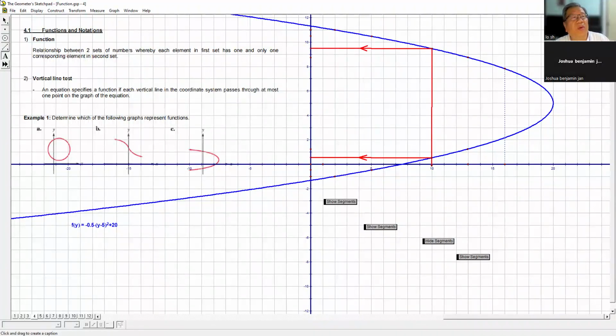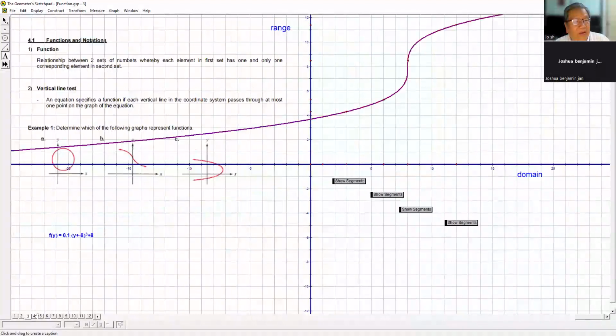I didn't write down domain. Where's domain? Range, domain.